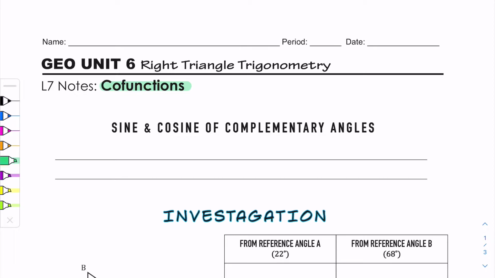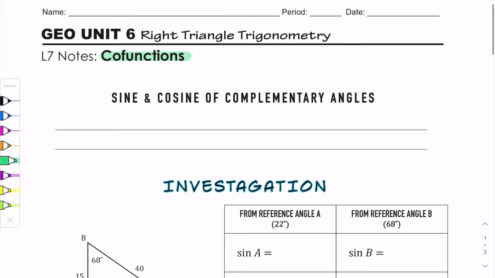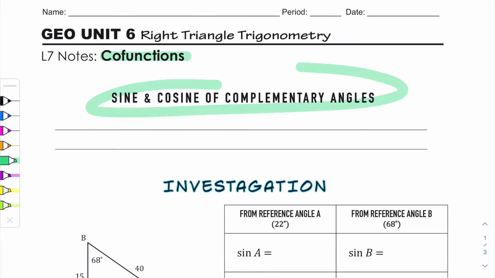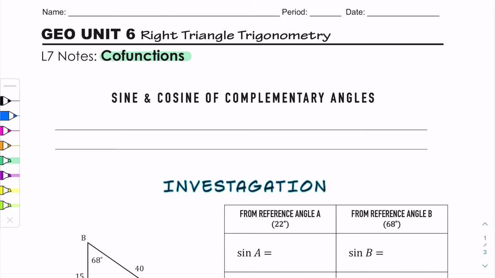Cofunctions is a continuation of sine, cosine, and tangent. Specifically, we'll be working with sine and cosine. So sine and cosine of complementary angles. The sine of any acute angle is equal to the cosine of its complement. And I'll explain this more when we go through the model.